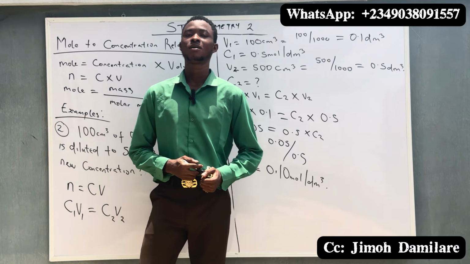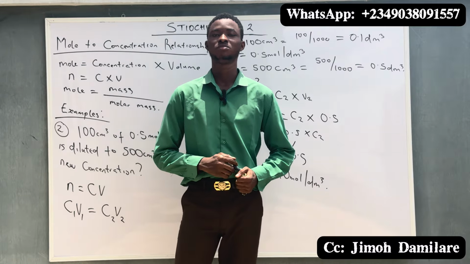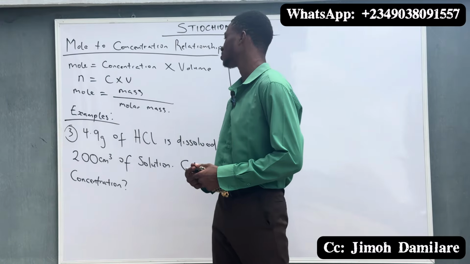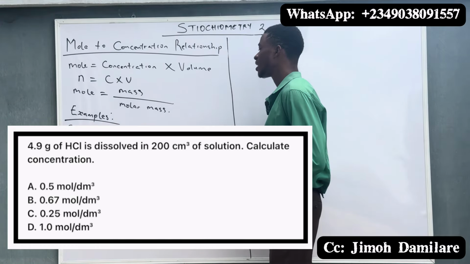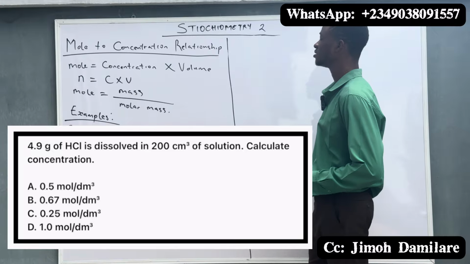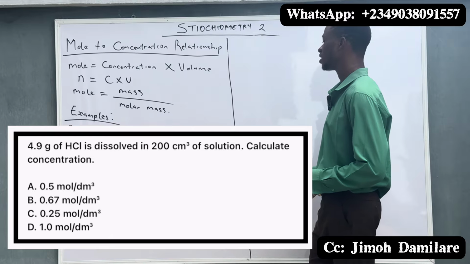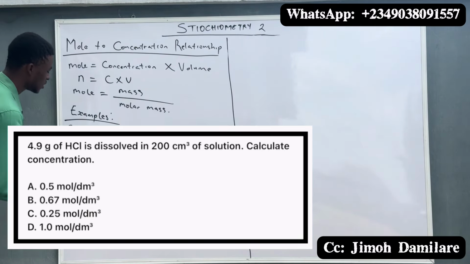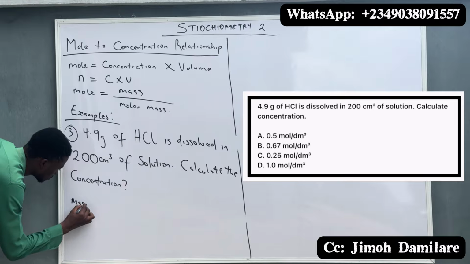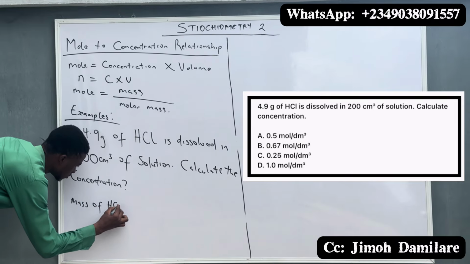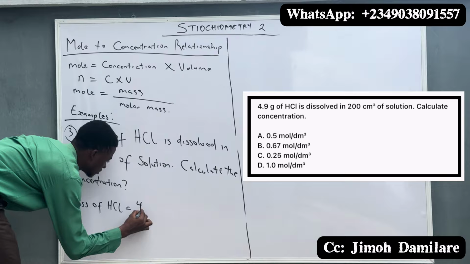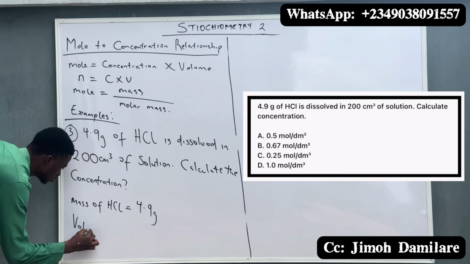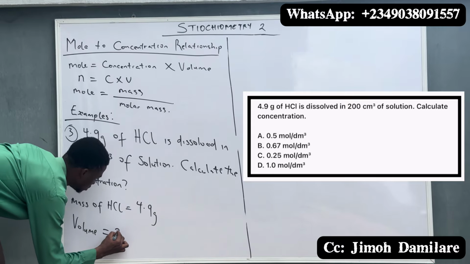So let's look at the last example on mole to concentration relationship. We have the question as displayed on the screen, which says 4.9 gram of HCl is dissolved in 200 centimeter cube of solution. Calculate the concentration. In order to calculate this, let's write our parameters. The mass of HCl is equal to 4.9 gram, while the volume of the solution is equal to 200 centimeter cube.